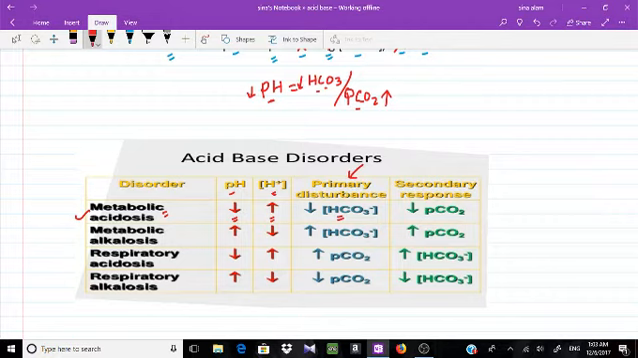And here you see a secondary response. We're going to describe it later. What is the secondary response? Just right now focus on the primary disturbance.